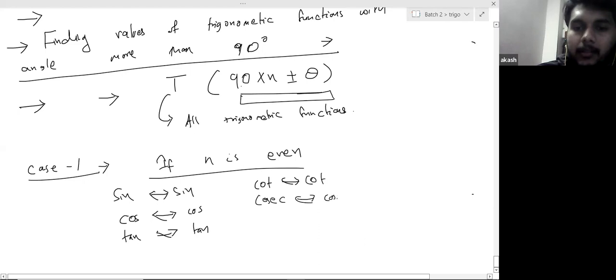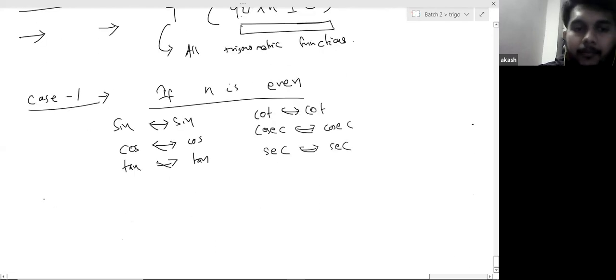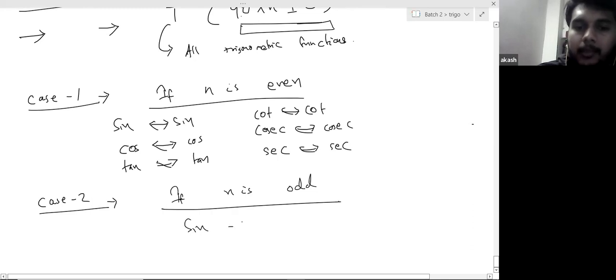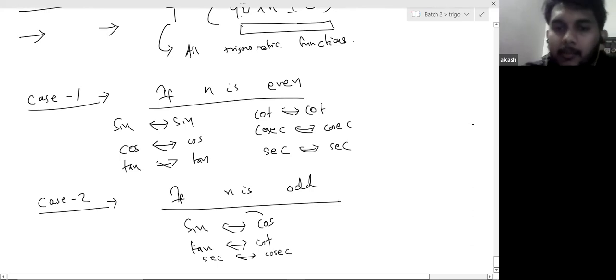Cosec remains cosec, and sec remains sec. But if n is odd, then sine will become cos, and cos will become sine, right? That is why two arrows. Tan will become cot, and sec will become cosec, and vice versa. All right. Write it down, I'll explain.